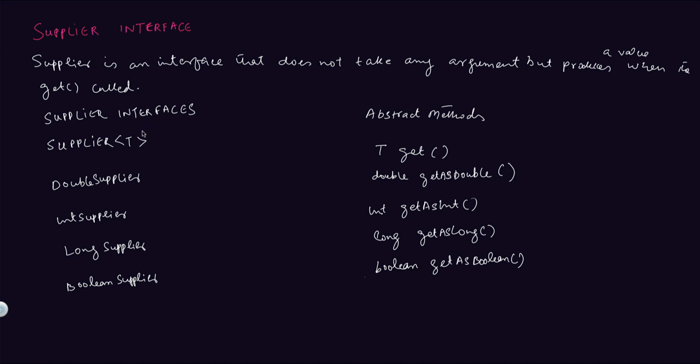So let's talk about supplier interfaces first. A supplier is an interface that does not take any argument, but it produces a value when the get function is invoked. Suppliers are useful when we don't need to supply any value and obtain a result at the same time.